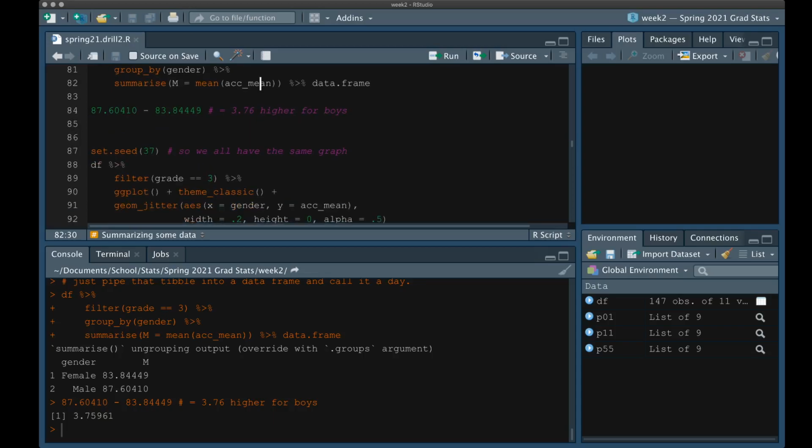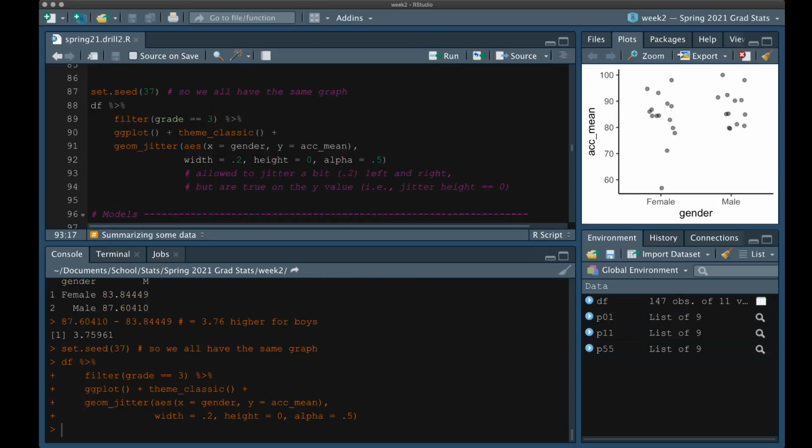So real quick, let's just take a quick look at a plot where we can see what these look like. So this is all of our 3rd graders with our males over here and females over here. Here I just have a note that I use geom_jitter so that I could allow the points to jitter to the left and right a little bit. They're allowed to move 0.2 just so that they're not all stacked up on each other.